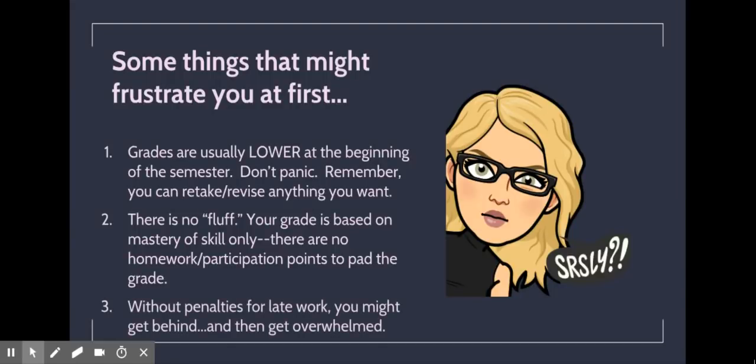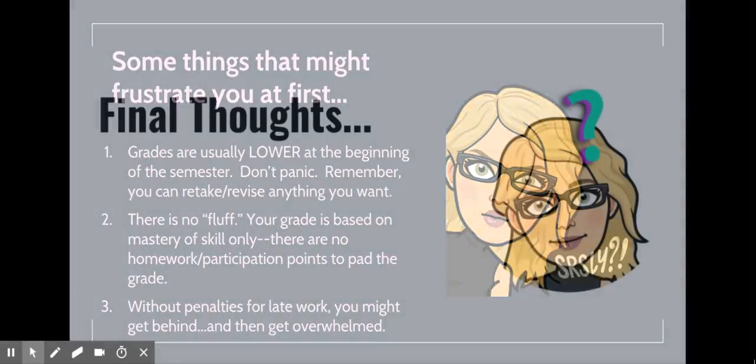And then third, without penalties for late work, you might get behind and then get overwhelmed. And so you really need to watch that, as some people try to take advantage of that and it does not work out well for them at all. But sometimes you need to, and that is a life skill too, like scheduling, managing, understanding, making up a plan when you do get behind. But then no penalties for late work also works in your favor too, right?